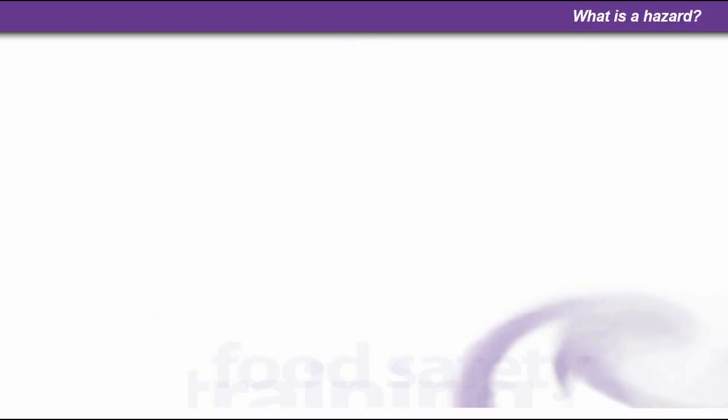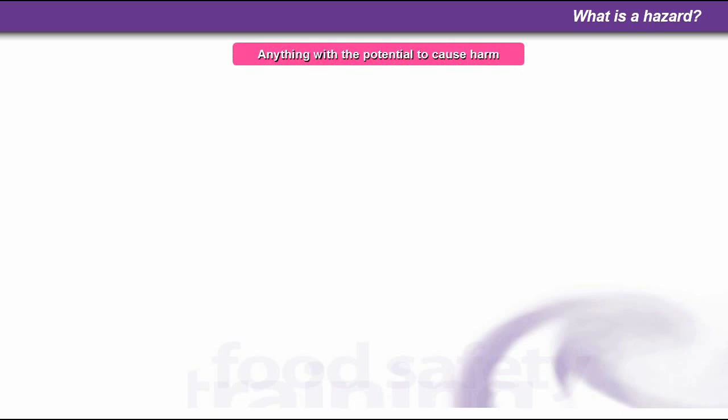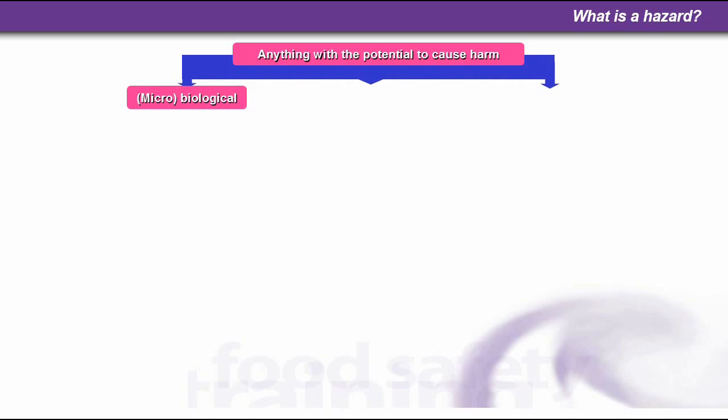So what is a hazard? Very much like health and safety, the definition of a hazard is anything with the potential to cause harm. But with food safety, this could be microbiological, for example, food poisoning or foodborne disease.